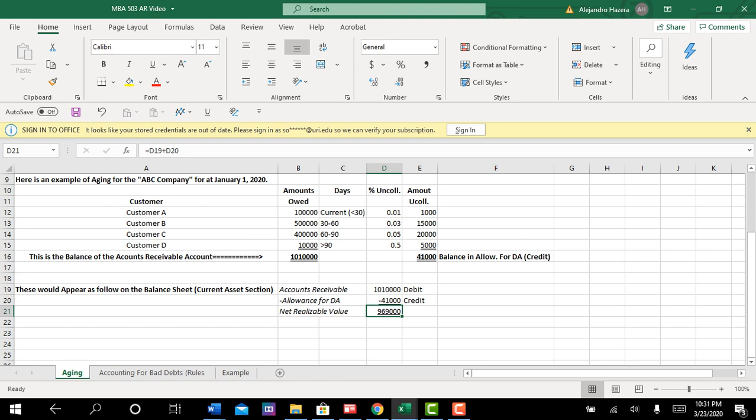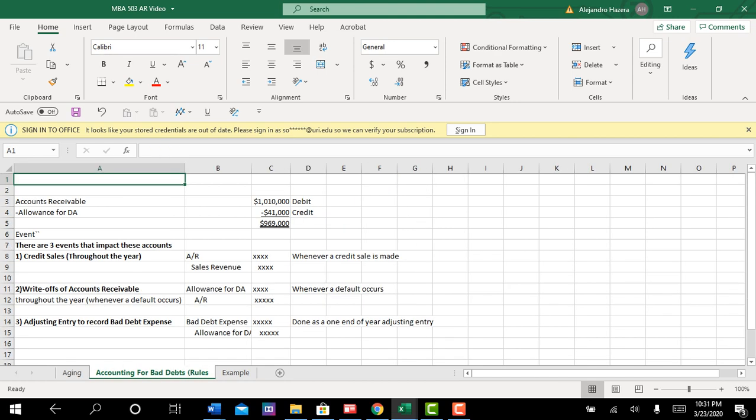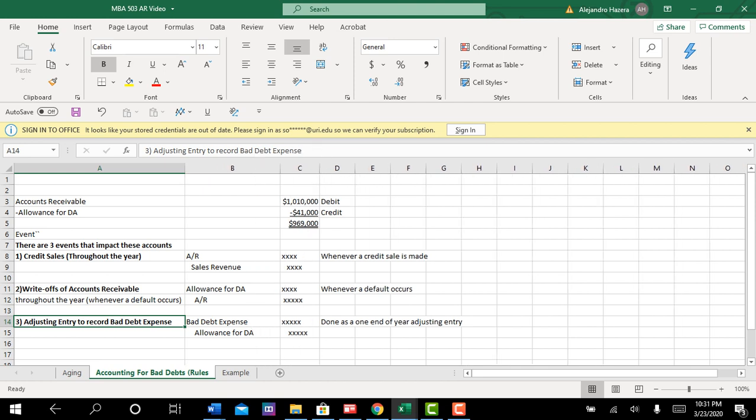Okay, now let's go over here, and I'm going to go over some of the rules. There's 2 or 3 rules that we use for accounting for bad debts. And these rules, you may say, they're also journal entries. So I'm going to go over these 3 rules right here. They're basically all journal entries in a sense. And I'll go ahead and extend this out.